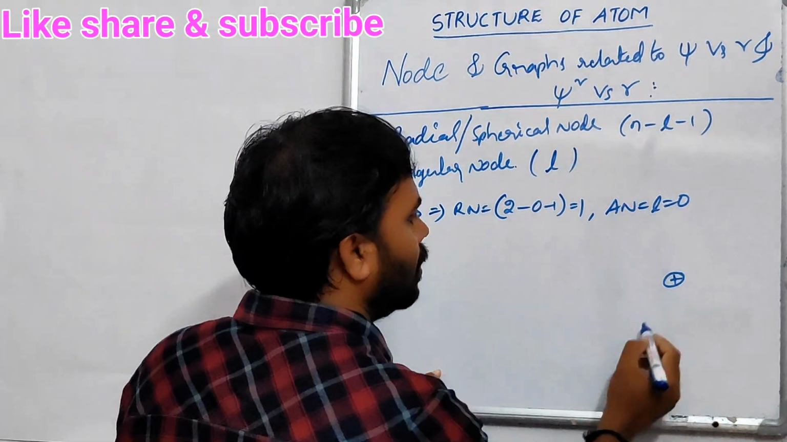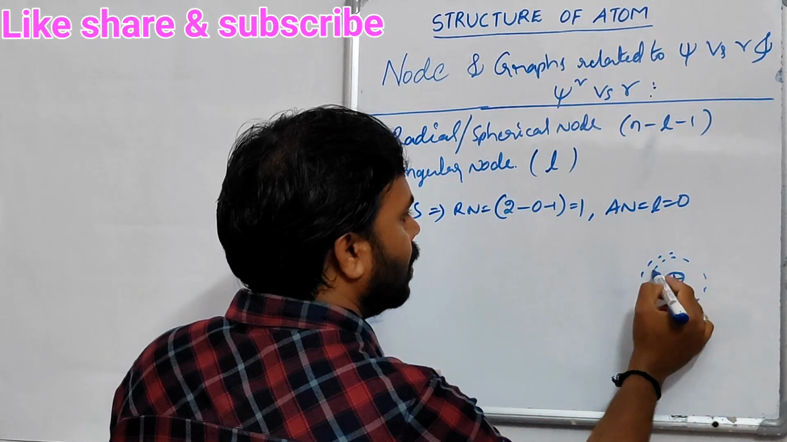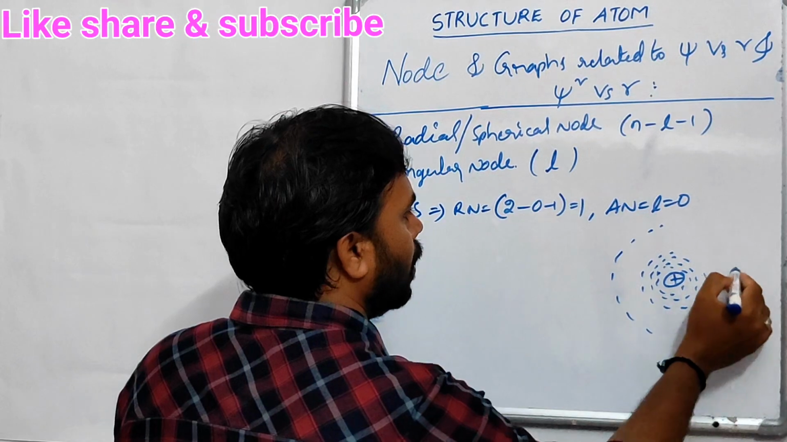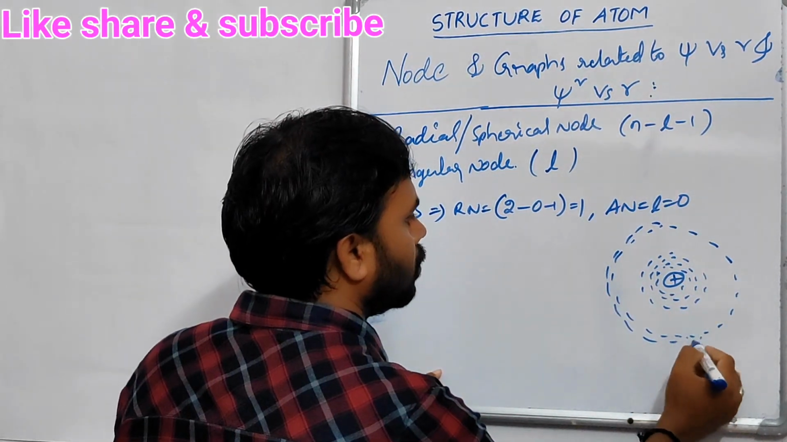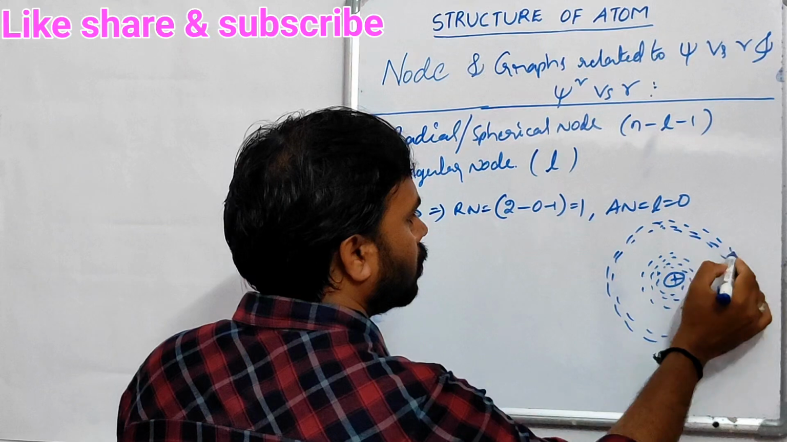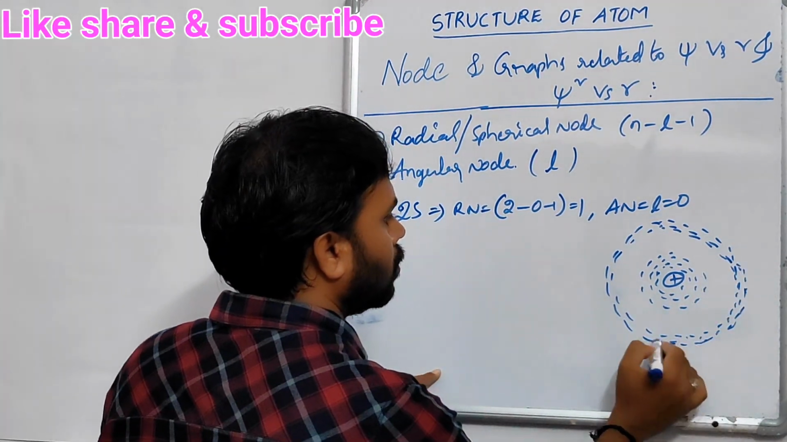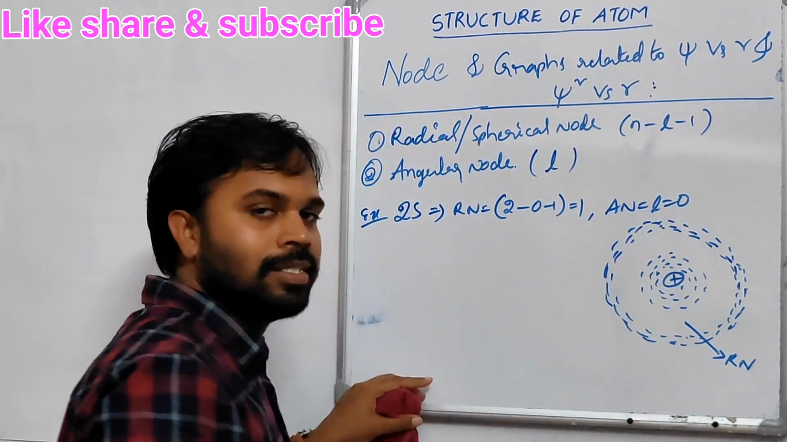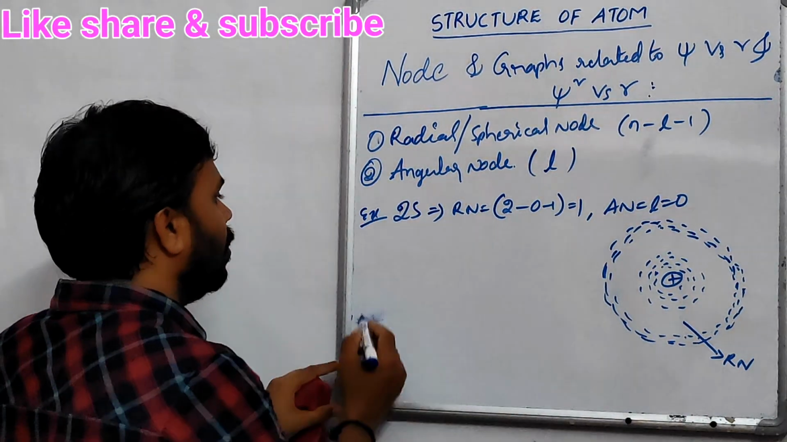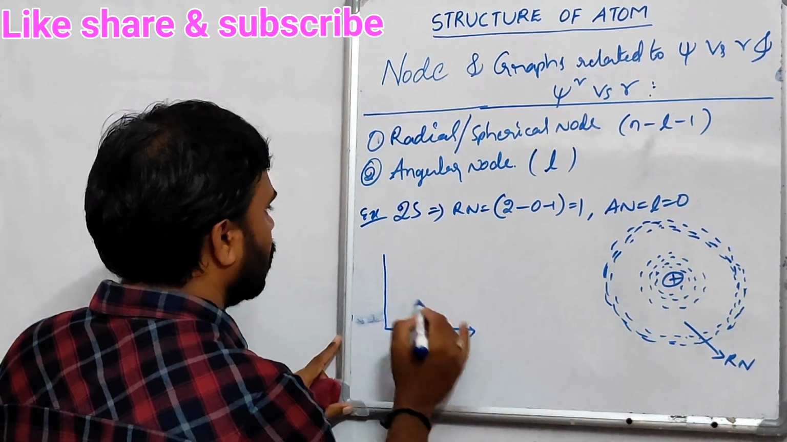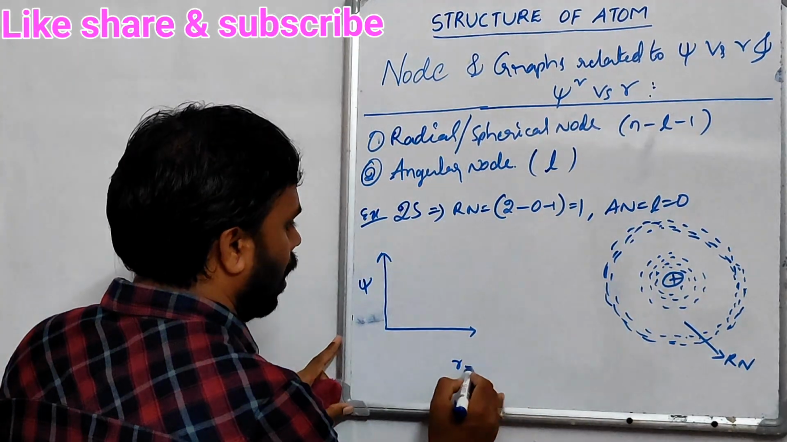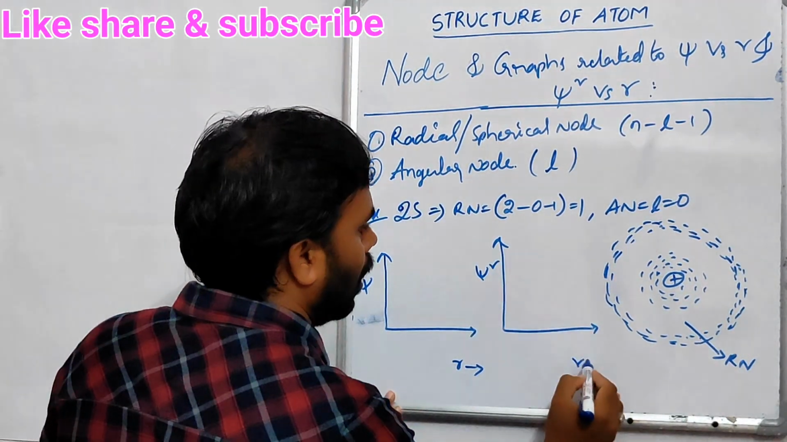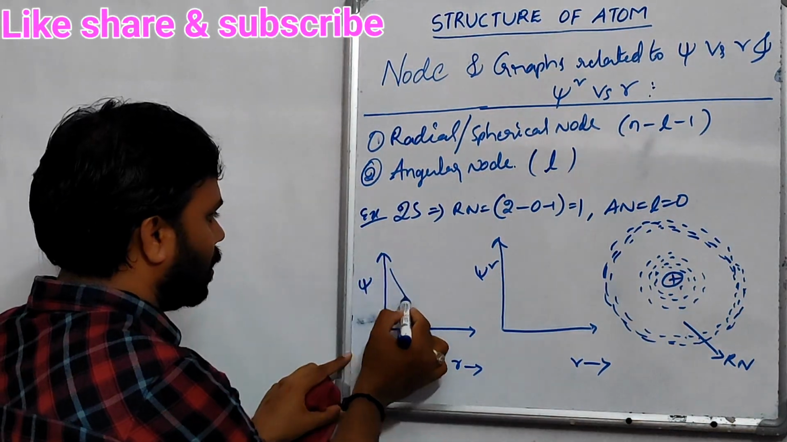Let's see. This is the nucleus. And this is the 1s orbital. And this is the 2s orbital. This region is called radial node or spherical node. Let's see the graphs related to 2s orbital. Psi versus r. This graph is psi square versus r. This graph is like this.